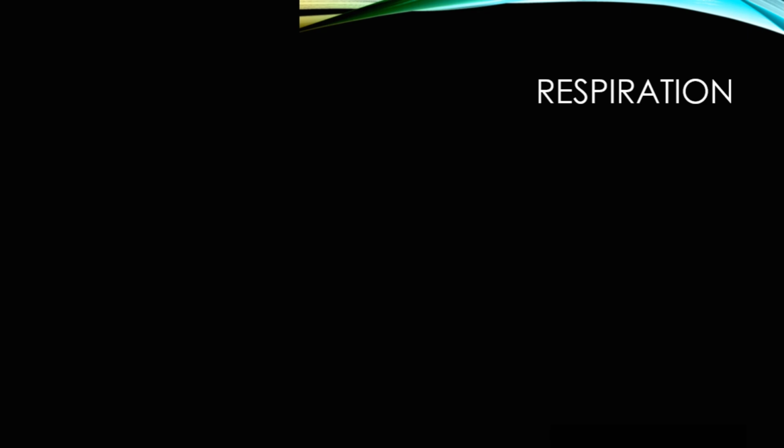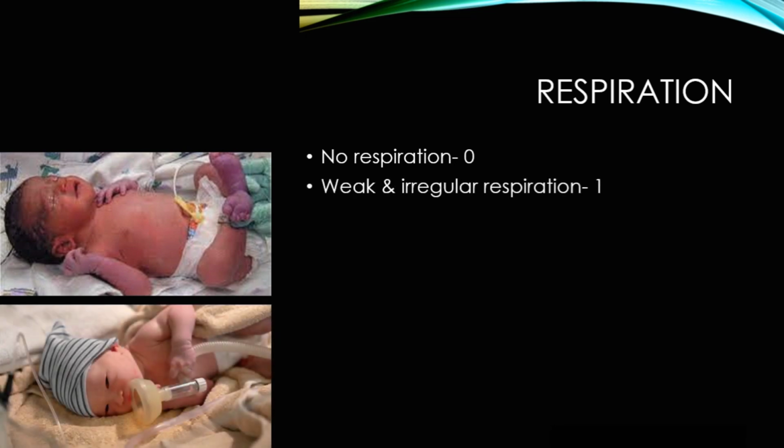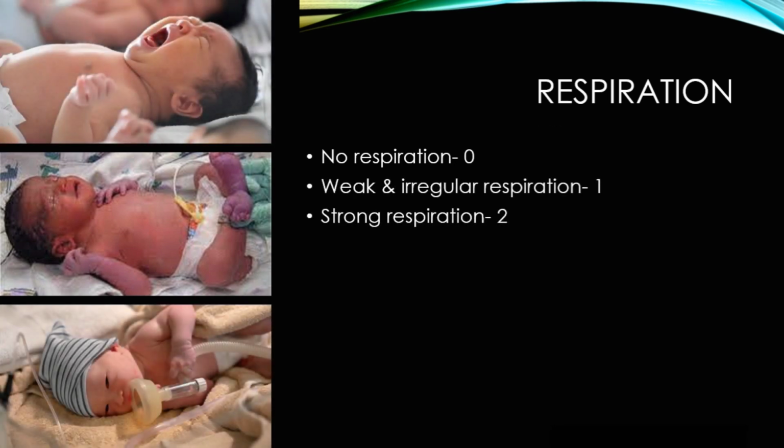If not, then a score of 0. If weak and irregular respiration, which generally happens when the baby is gasping, a score of 1, and if strong respiration along with a loud cry is present, then a score of 2 is given. At the end, the scores are summed up.